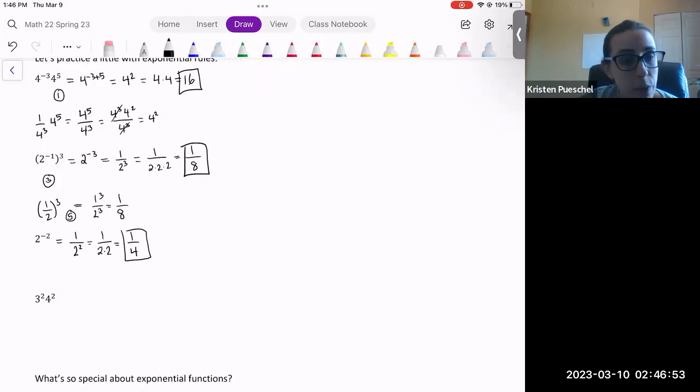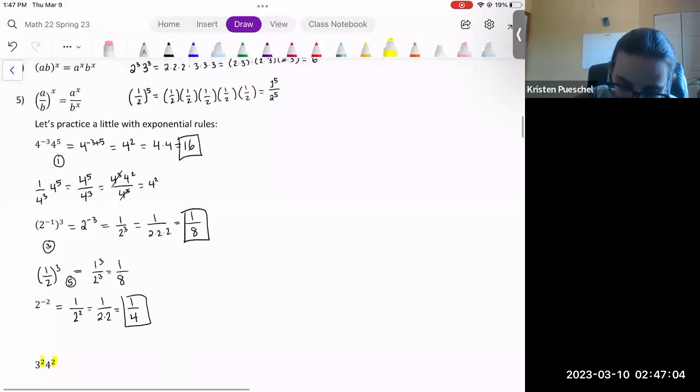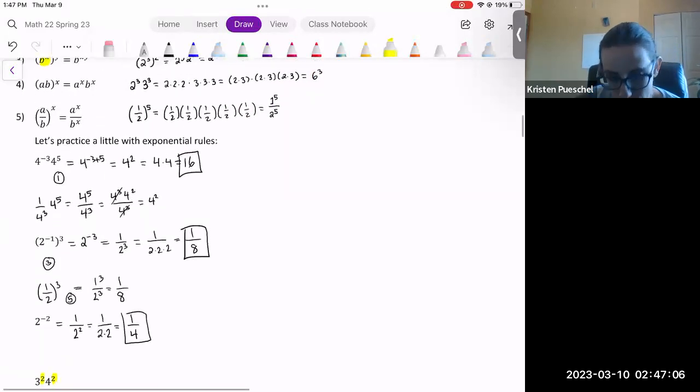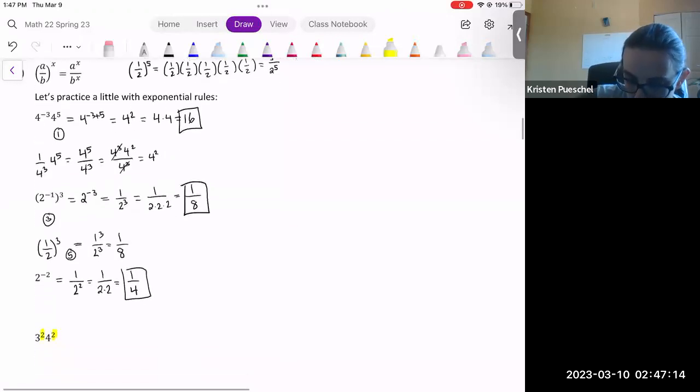If you have 3 squared times 4 squared, here we have the same exponent. These match, but different bases, 3 and 4. And so we can use rule 4 that shows us how we can bring these together. We'll just multiply our bases and take them to the same exponent.